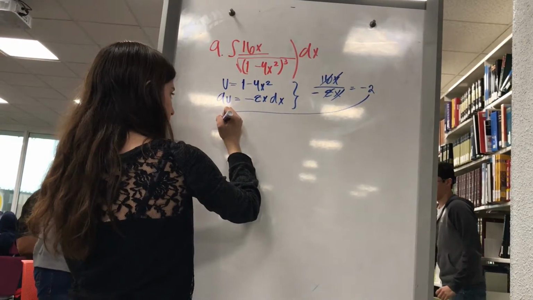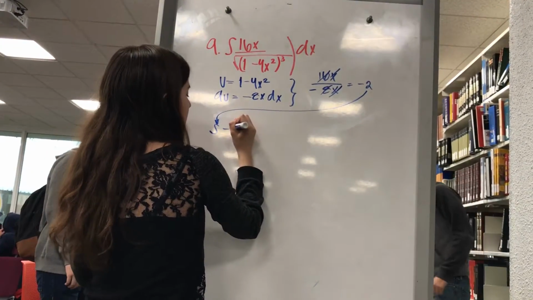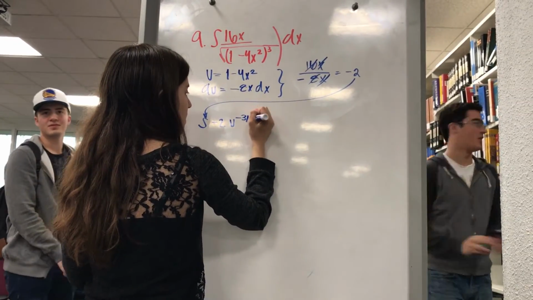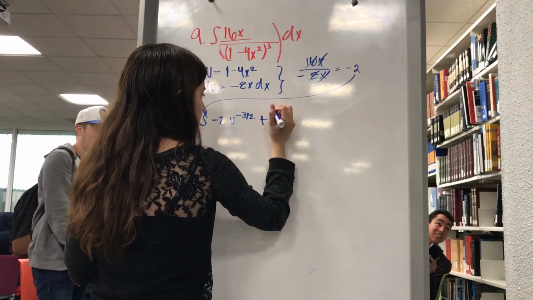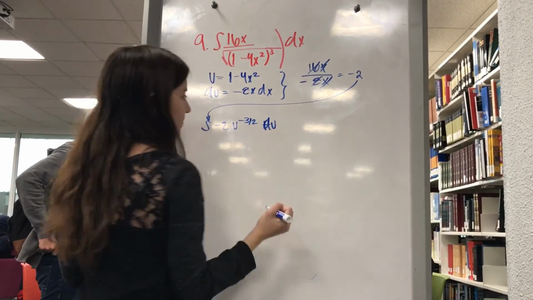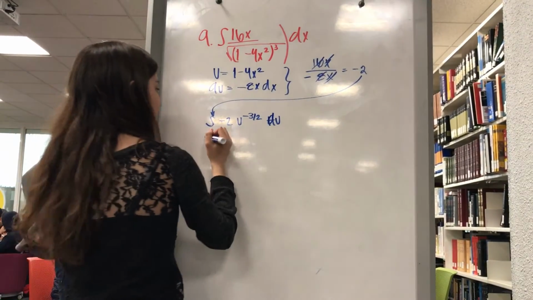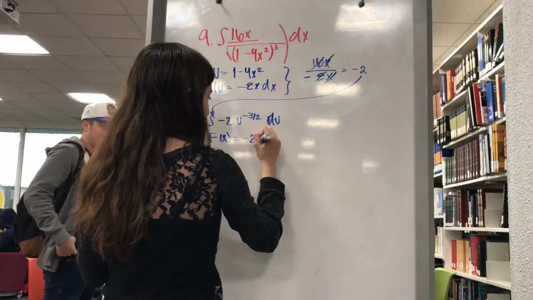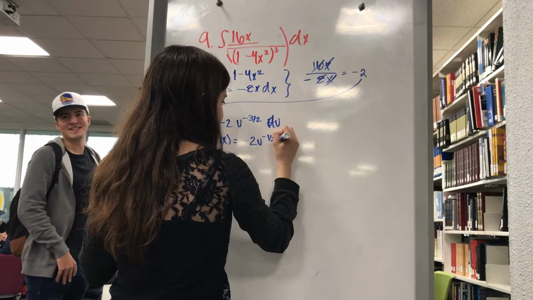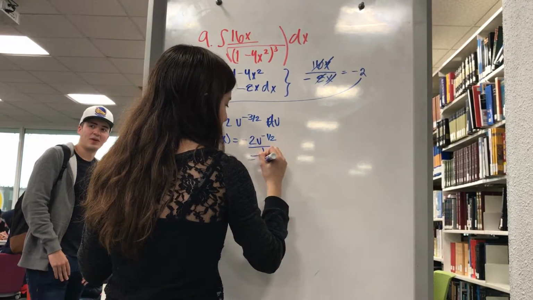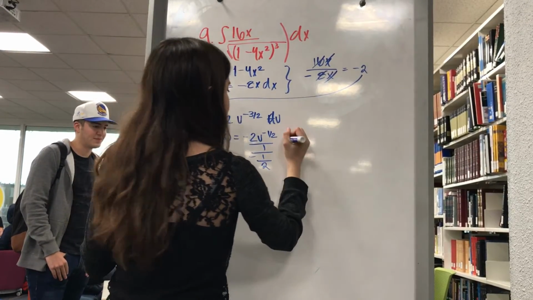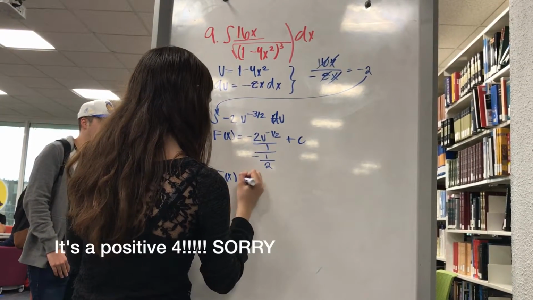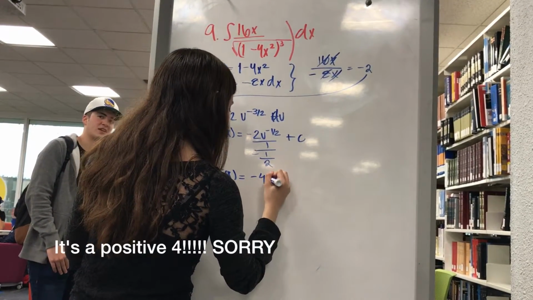After that we place the -2, which is our greatest common factor, and we multiply that times u to the -3/2, and that by du. Now we apply the power rule, in which we add 1 to the exponent and divide by the same exponent, in this case, -1/2. We divide -2 by -1/2, which leaves us with a +4, and we add a c.